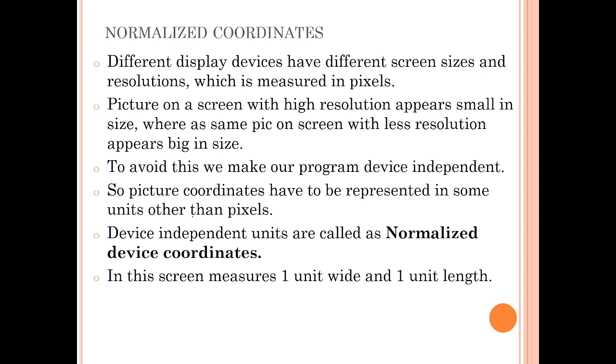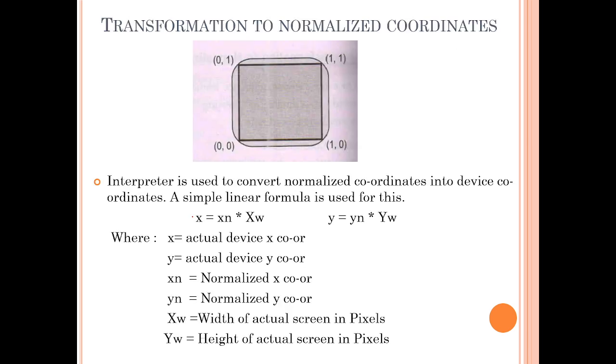Device independent units are called normalized device coordinates. In this, the screen measures 1 unit wide and 1 unit in length. We are using different types of display devices with different screen sizes, and based upon the particular conditions we can define the high resolution image so that it appears properly on the particular screen, based upon the particular coordinate values.